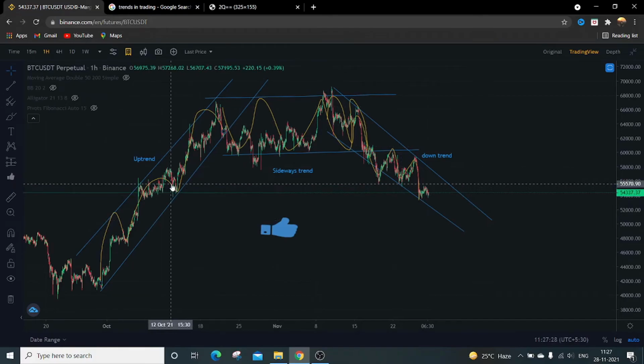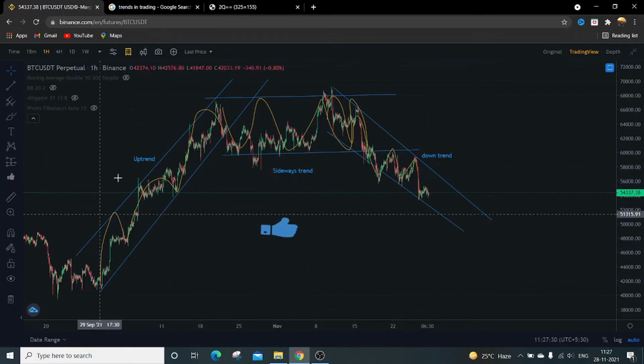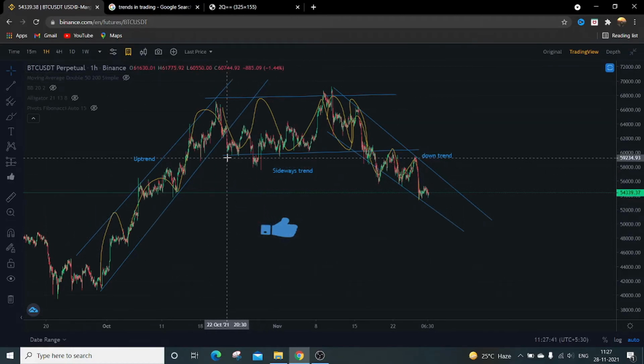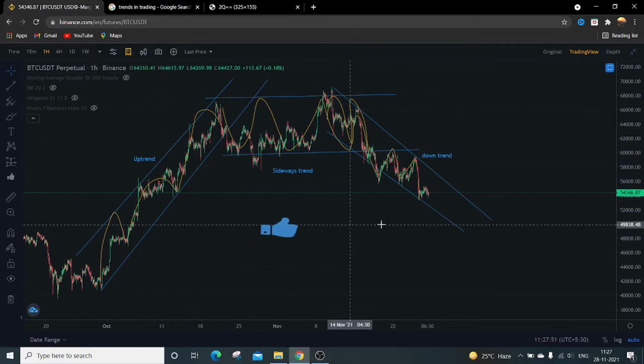I hope you are able to understand how to draw a trend line using these drawing tools. I am in the Binance Futures BTC USDT pair, that is the Bitcoin USDT pair. You can easily draw a trend line using this. This is just an example. You can draw in any chart using these drawing tools. So basically this is the main funda, how to draw trend lines using these drawing tools.